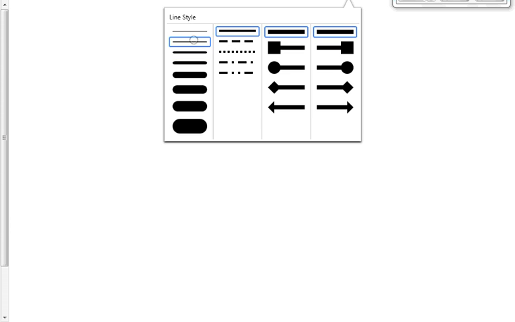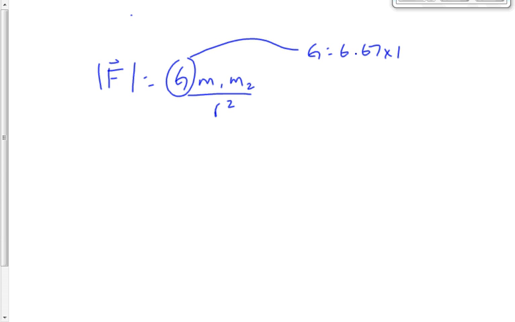There is a force of gravity between every two objects with mass, and that force of gravity is equal to G m1 m2 over r squared. G being a constant that we call the gravitational constant, 6.67 times 10 to the minus 11.